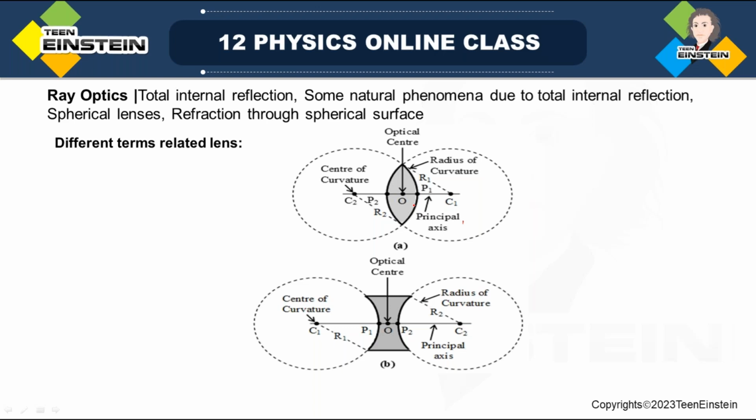We'll discuss the sign convention. Sign conventions are the same as for the mirror. As we have learned in the case of mirrors, the sign convention will be the same in the case of lenses also. That means the distance we measure along the direction of the ray will be positive, and opposite to that will be negative. The height we measure above the principal axis will be positive, and the height we measure below the principal axis will be negative.